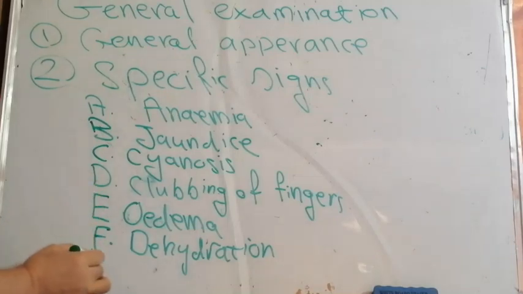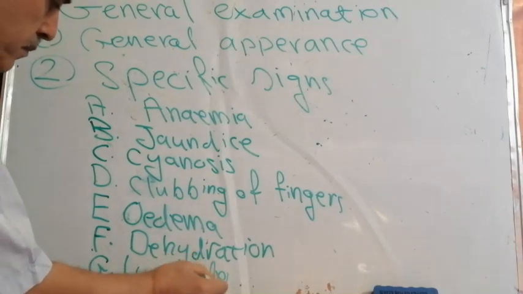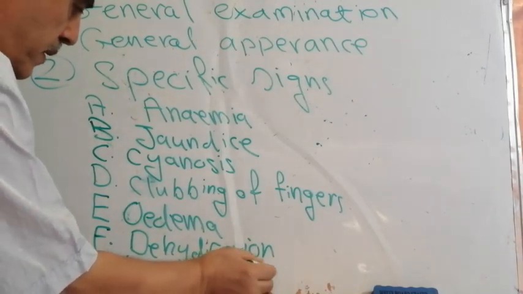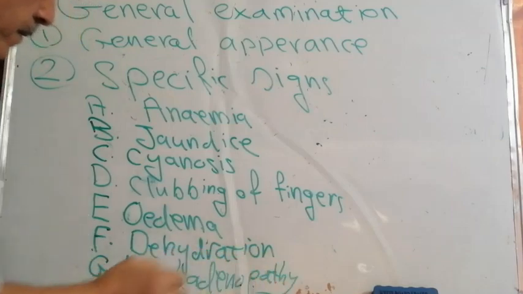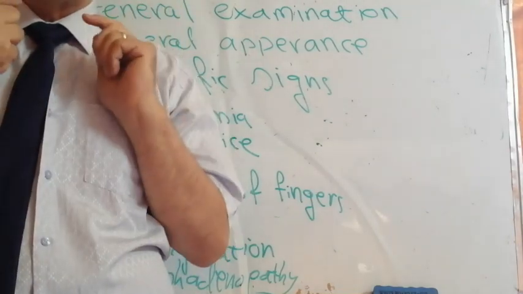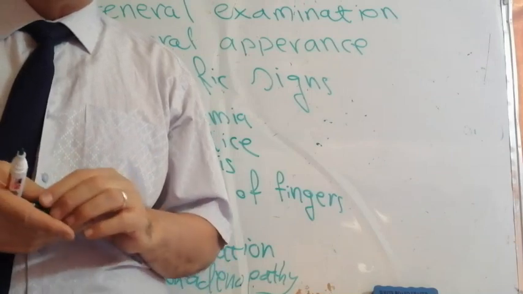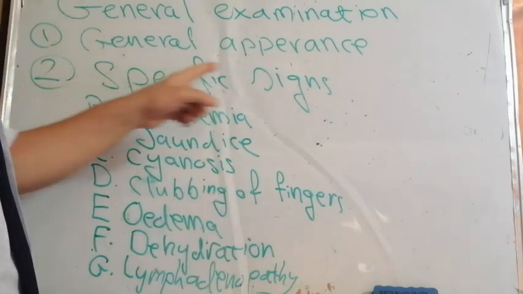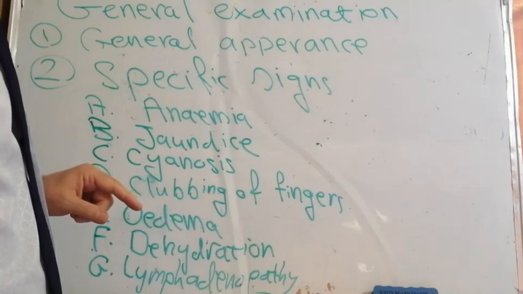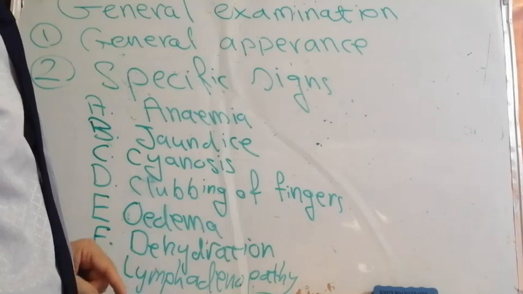And G, lymphadenopathy. Lymphadenopathy may be obvious in some patients, in the cervical region, the axillary region, and the inguinal region. These are the specific signs: anemia, jaundice, cyanosis, clubbing, oedema, dehydration, and lymphadenopathy.